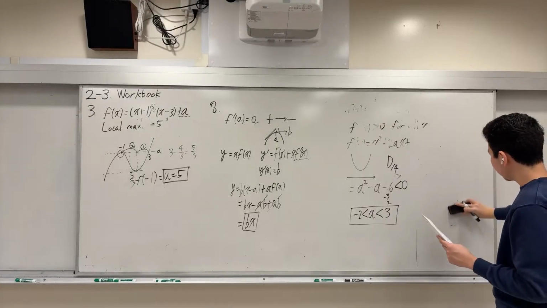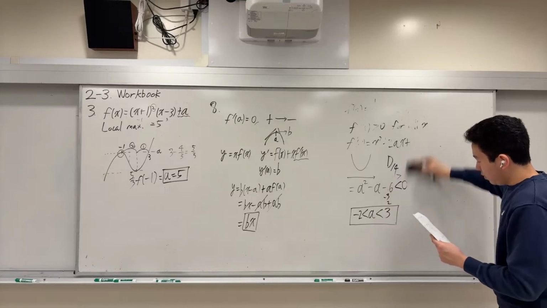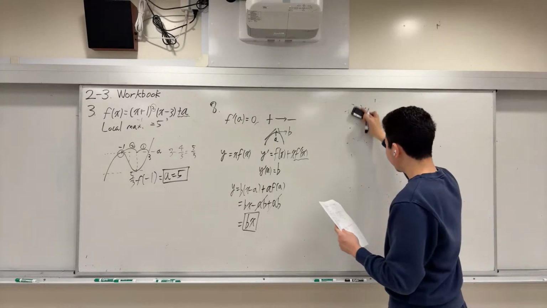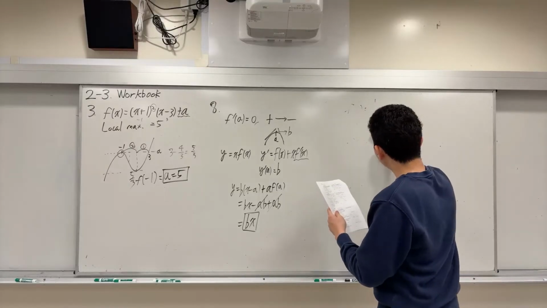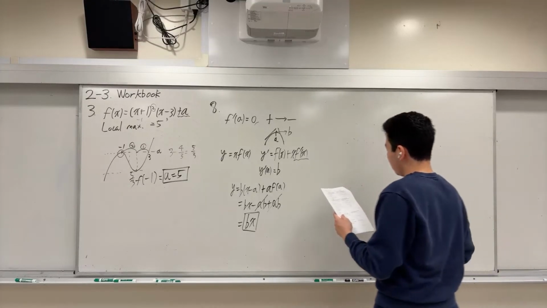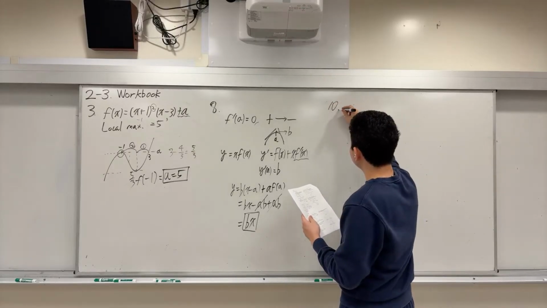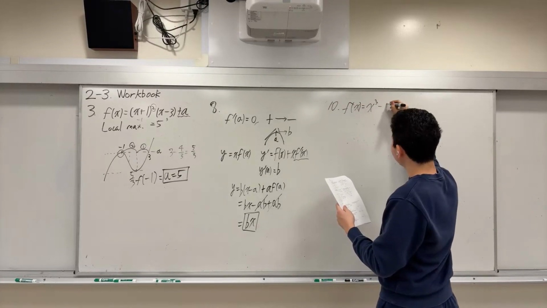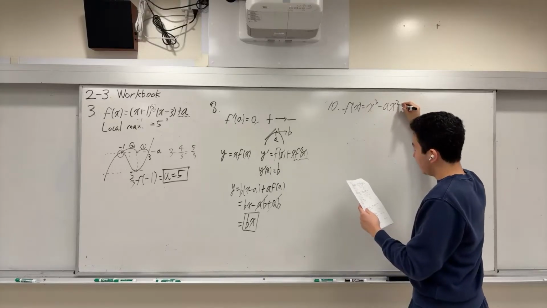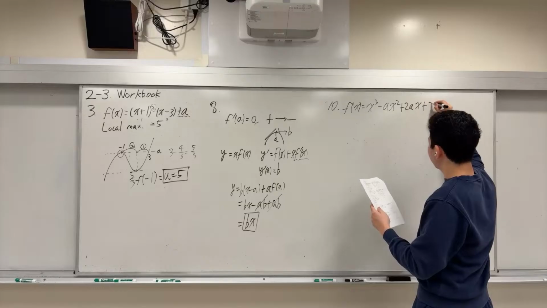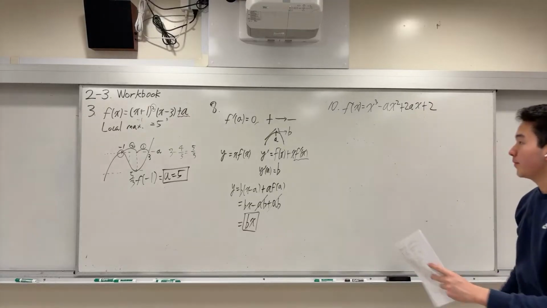Number 10 asks us, what is the minimum value of positive integer a so that function f of x, which is given to us as x cubed minus ax squared plus 2ax plus 2 has local extrema.